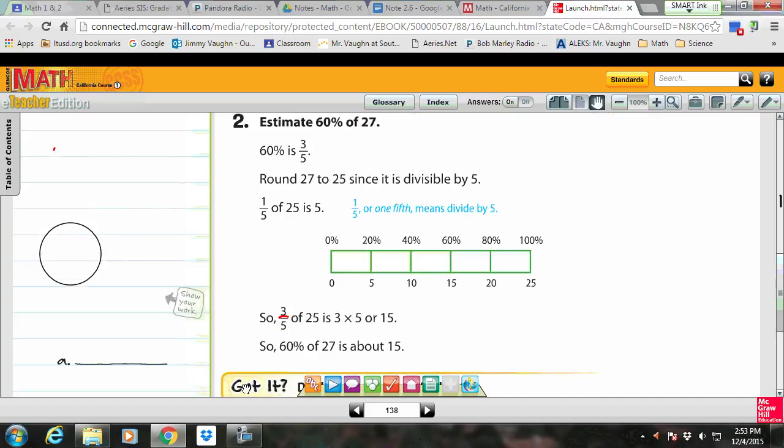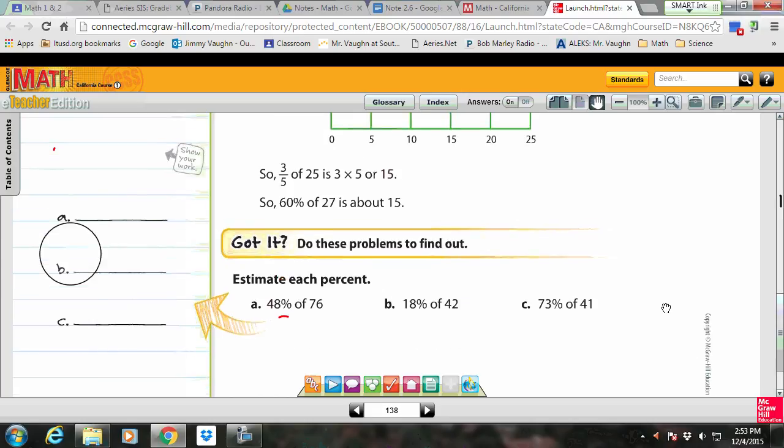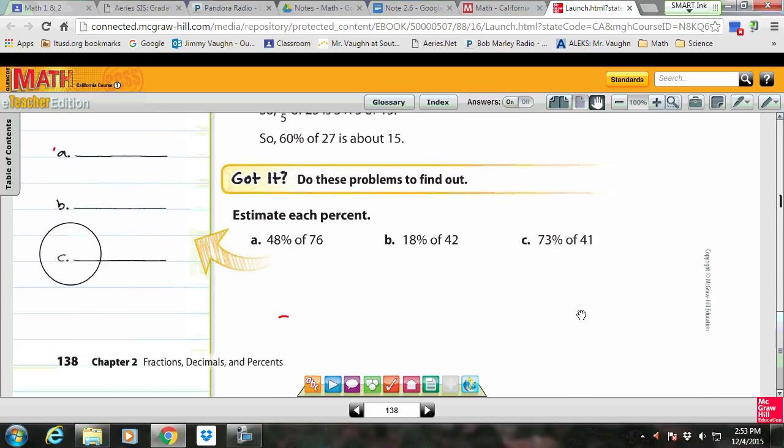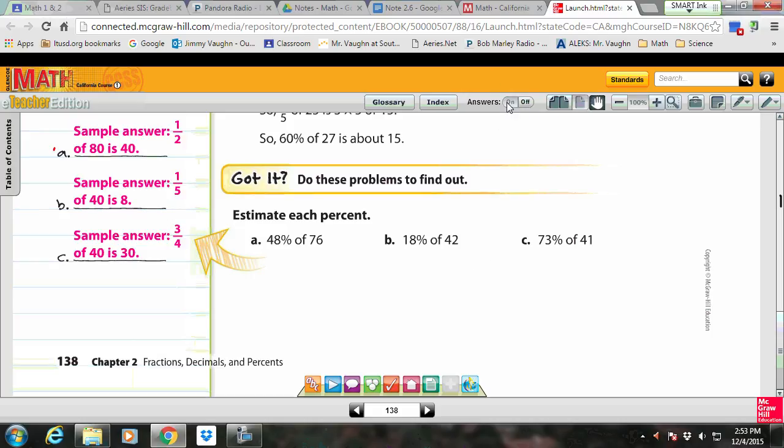So let's see, where's the, got it. Oh, they're there. Estimate each percent. So take a look at those. Pause the video and see what you can do. All right, let's see how you did.